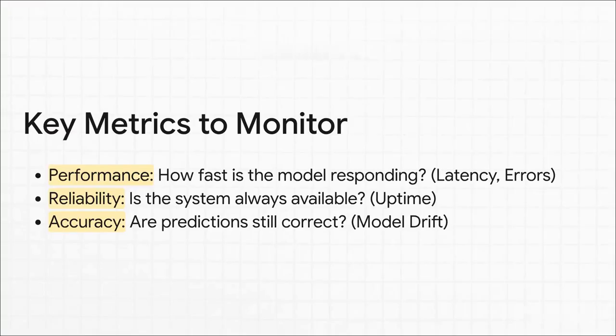So what are we watching for from up in our control tower? Well, we're monitoring performance. How fast is the model responding? We're monitoring reliability. Is the system actually up and running? But most importantly for ML, we are constantly on the lookout for something called model drift. That's when the real world starts to change, and your model's predictions slowly, quietly become less and less accurate. Catching that drift early is the absolute key to long-term success.